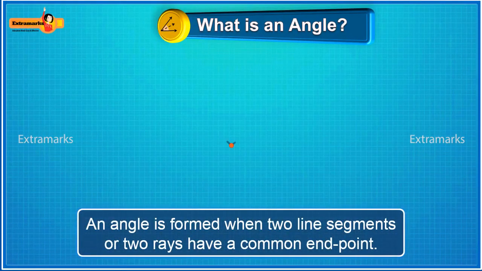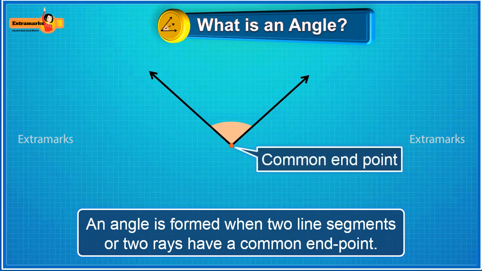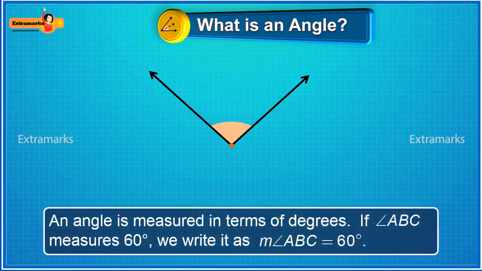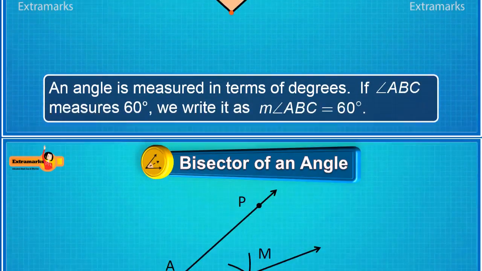So, an angle is formed when two line segments or two rays have a common end point. An angle is measured in terms of degrees. If angle ABC measures 60 degrees, we write it as shown here.